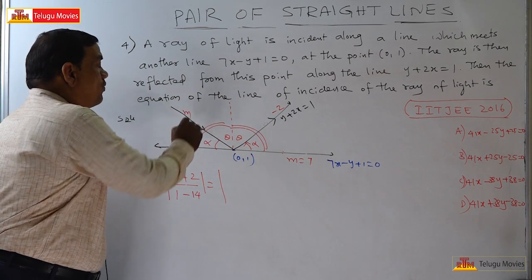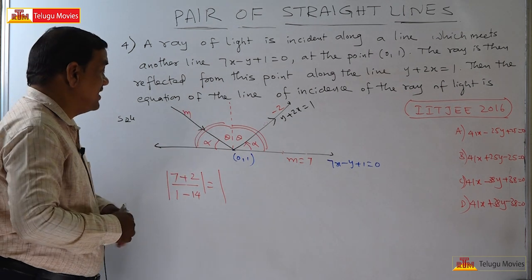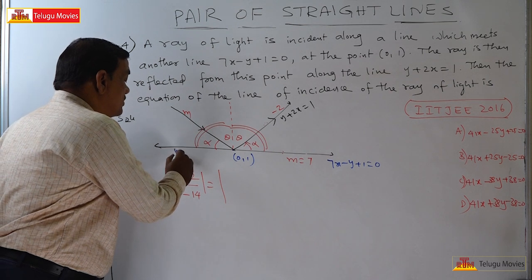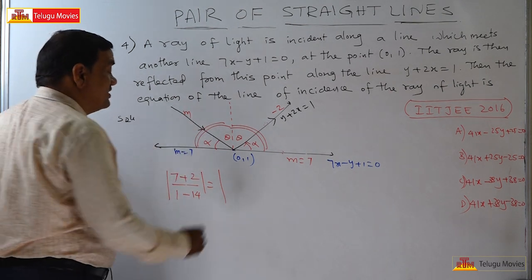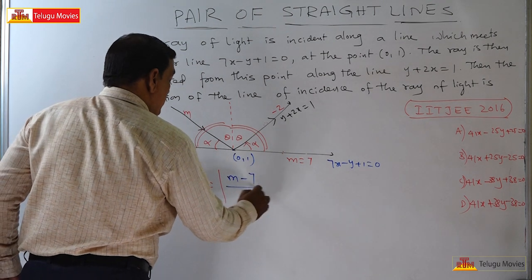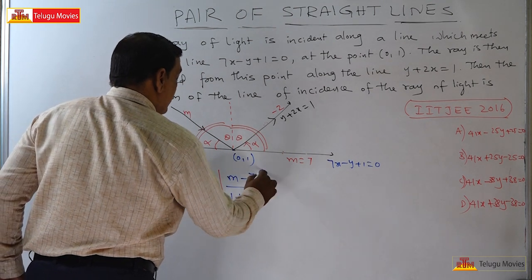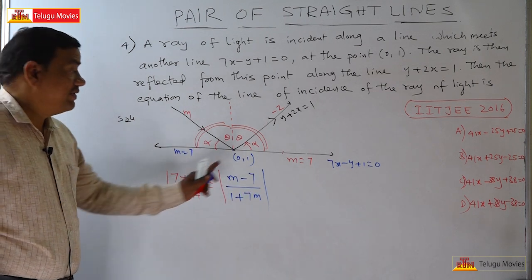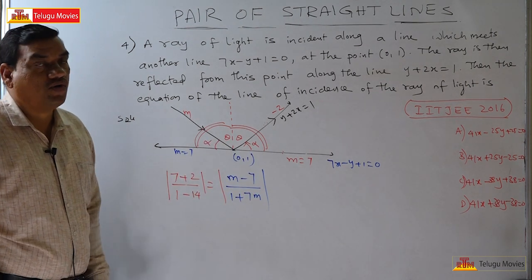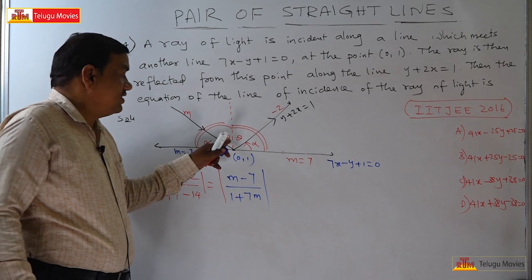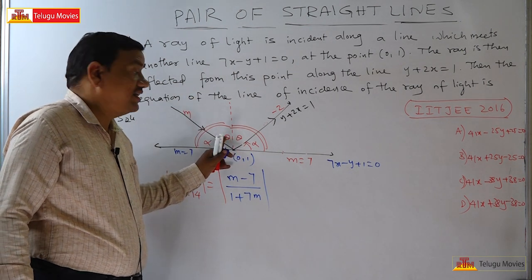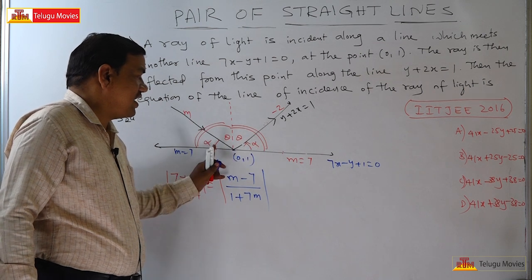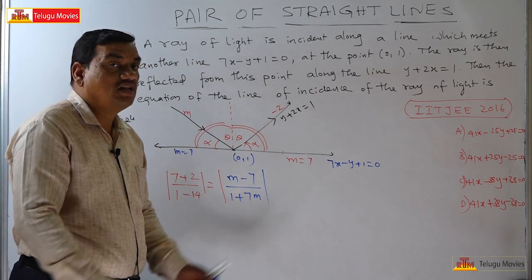We do not know the slope of the incident line, let us call it m. Here the slope is also 7. So, m1 minus m2, that means (m minus 7) by (1 plus 7m). Why these two? Because here also alpha, here also alpha. We know that these two angles will be equal, theta, theta. Obviously both angles are the same.